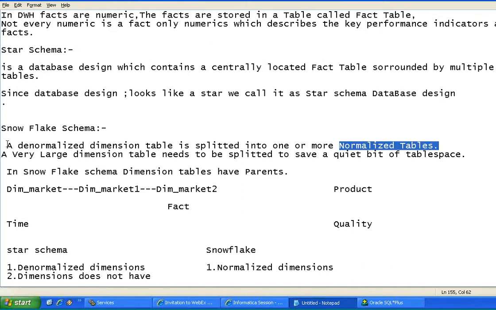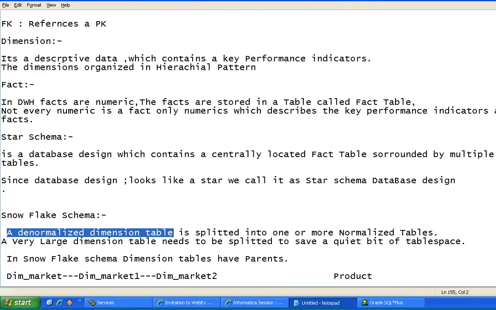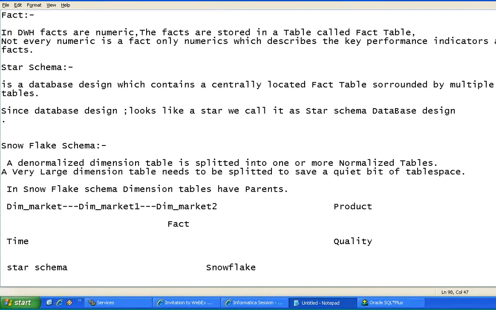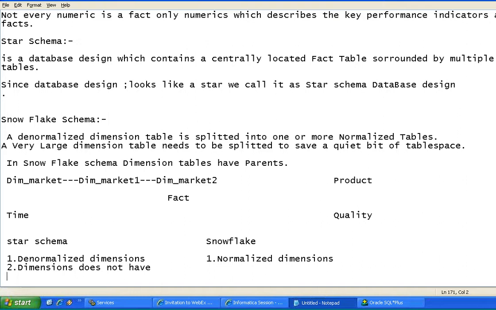No, a denormalized dimension. In star schema, we have a denormalized dimension table that is split. You can say denormalized is this one and normalizing is this one, making it into small components. That is what we call normalization. And in star schema, dimensions do not have parents, and here in snowflake schema, dimension tables have parents.